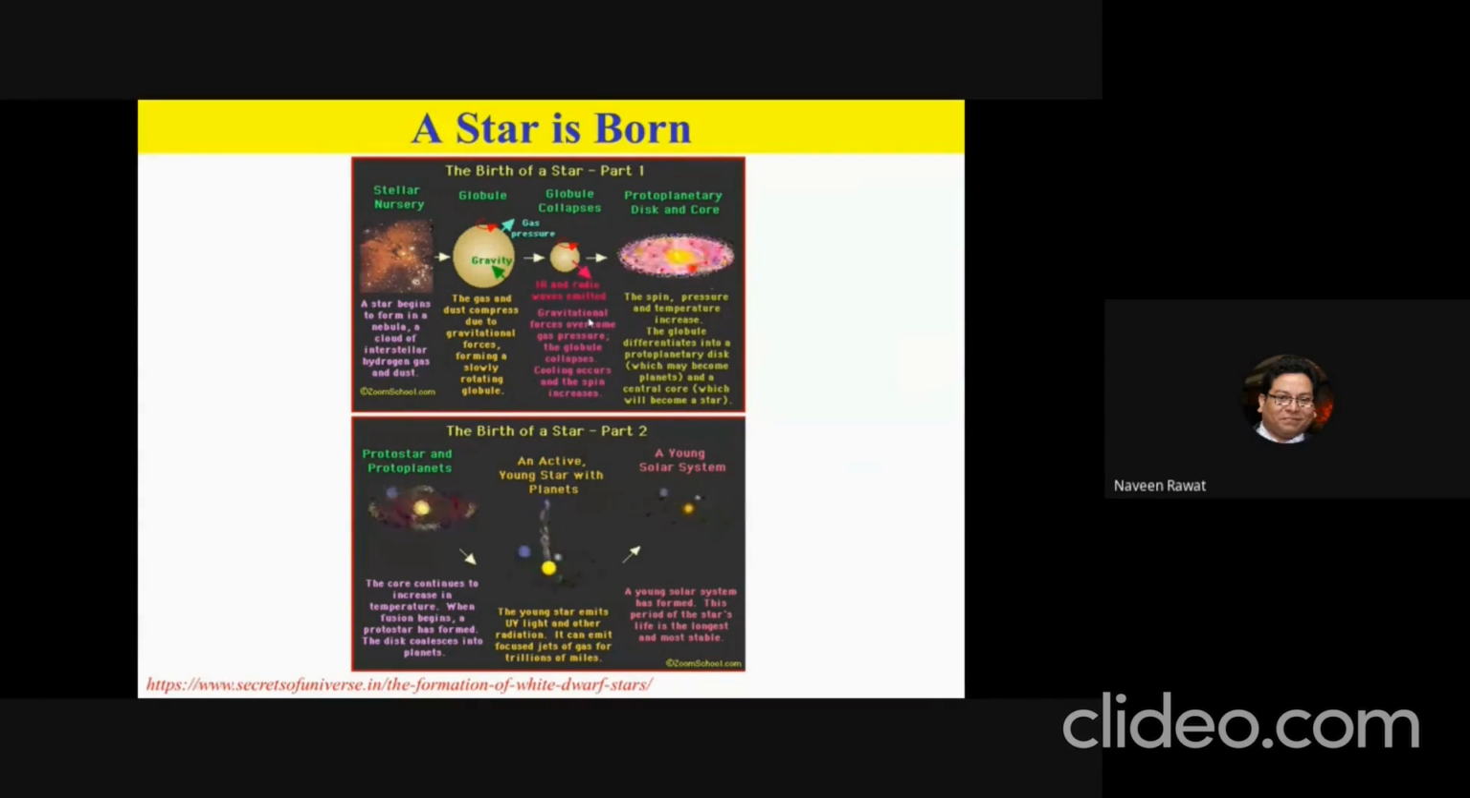Eventually, a stable equilibrium has to be developed, where the pressure gets balanced by the gravitational force that the stars are experiencing. Okay, and slowly and steadily this compression happens, and these planets and this solar system get formed.